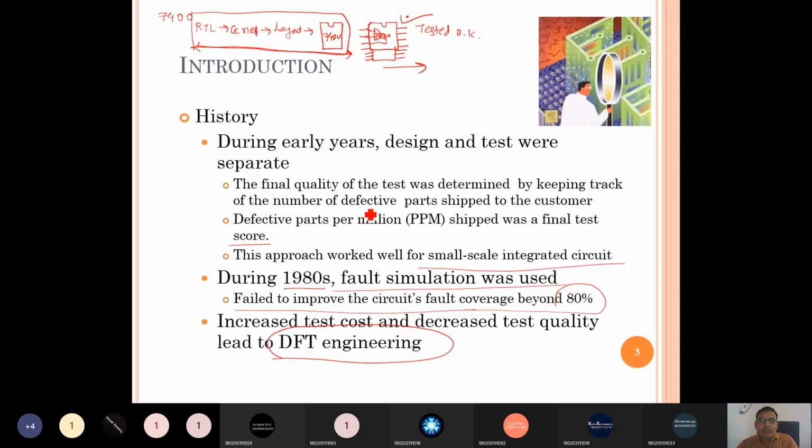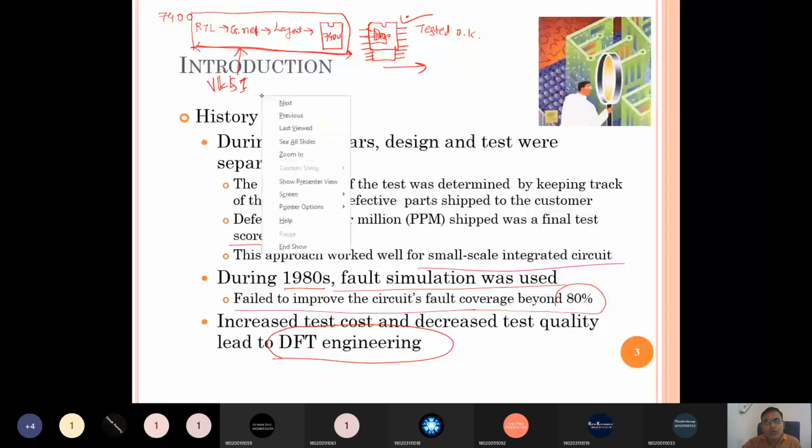So in fault simulation, the designer and the testing people have to work together. Together means in the same design flow. This is the design flow, the VLSI design flow, right? So in that VLSI design flow, some parts are done by the designer and some by the testing people, right?